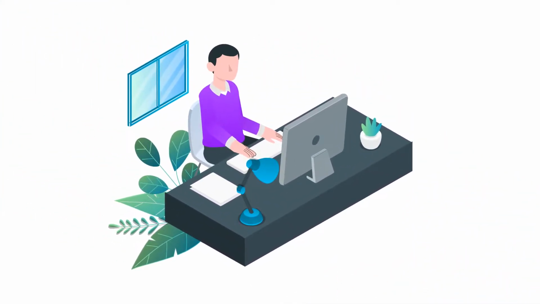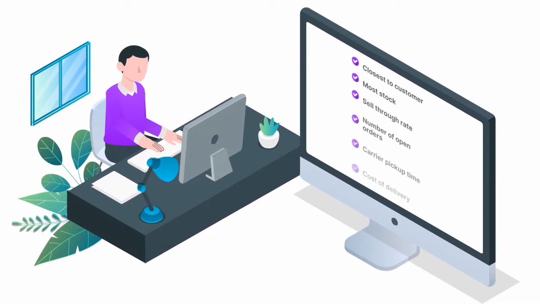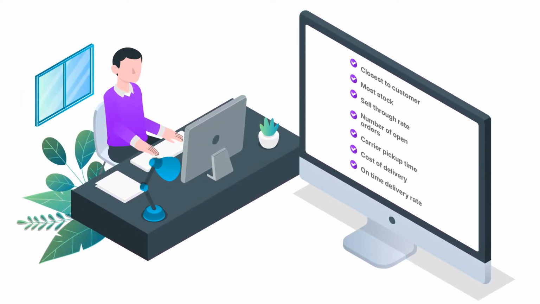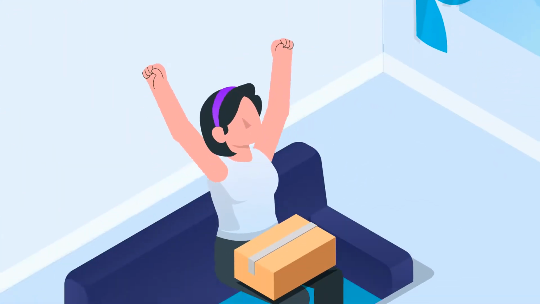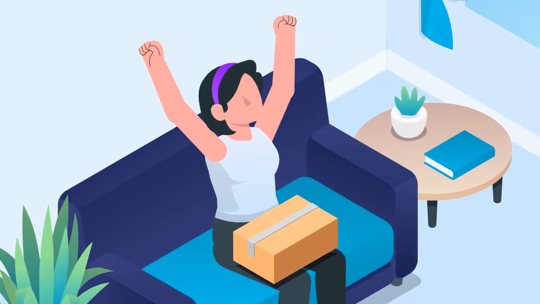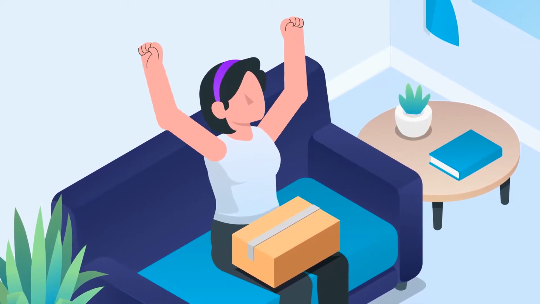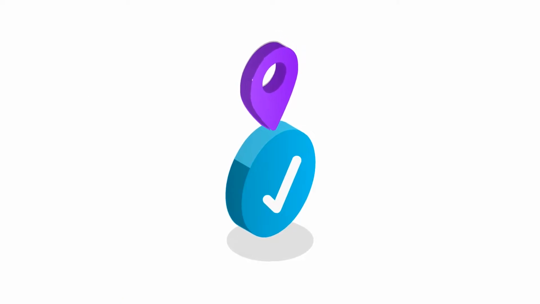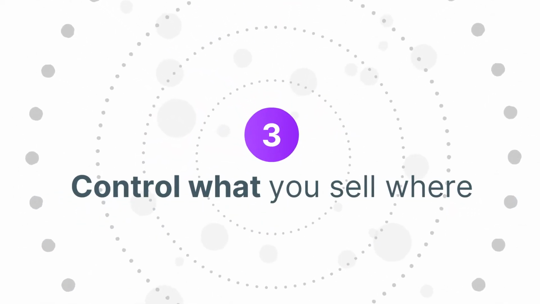With Fluent Order Management, you can configure sourcing logic to fit your business and prioritize your sourcing rules, so you can find the right balance between customer experience and profitable delivery, and ensure you ship from the right place every time.